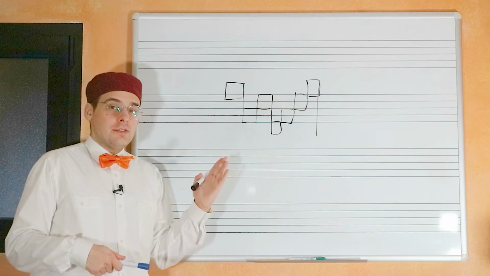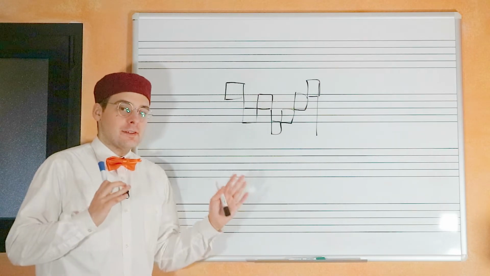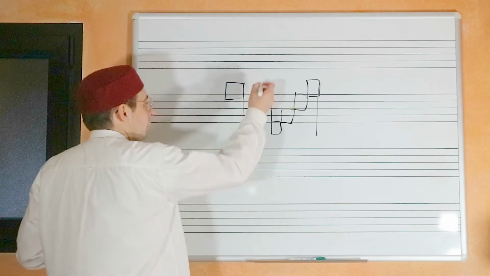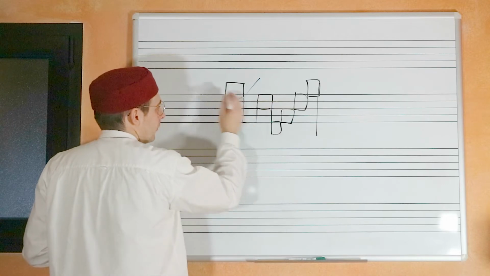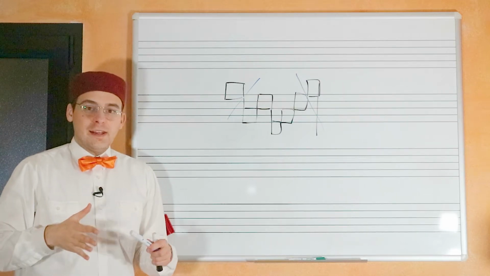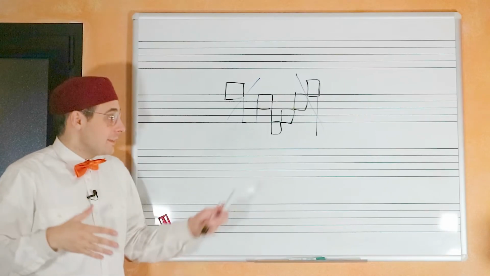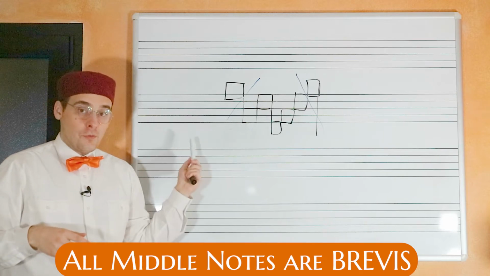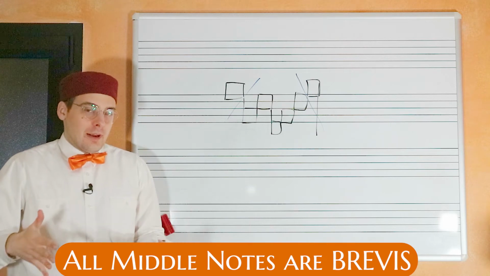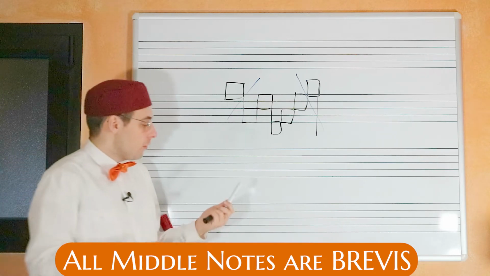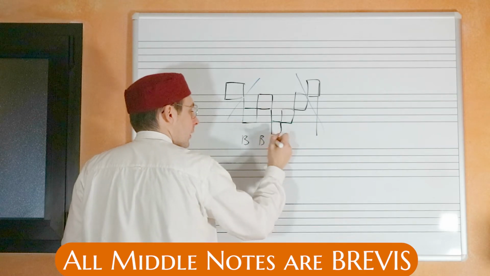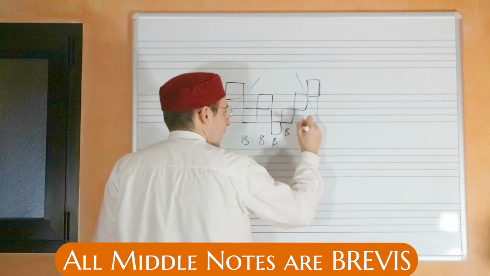Let's consider this ligature and let's separate the first and the last note from this ligature. So don't consider this note and don't consider these other notes. The first rule for ligature with more than 2 notes is that all the notes between the first and the last one are usually brevis. So we have brevis, brevis, brevis, brevis, brevis.